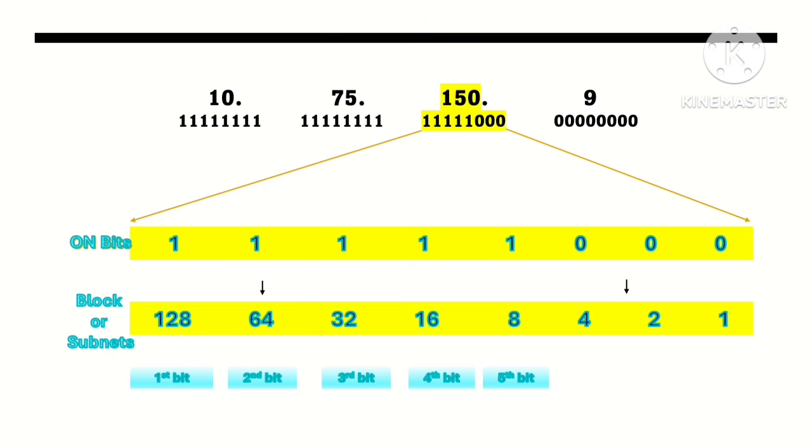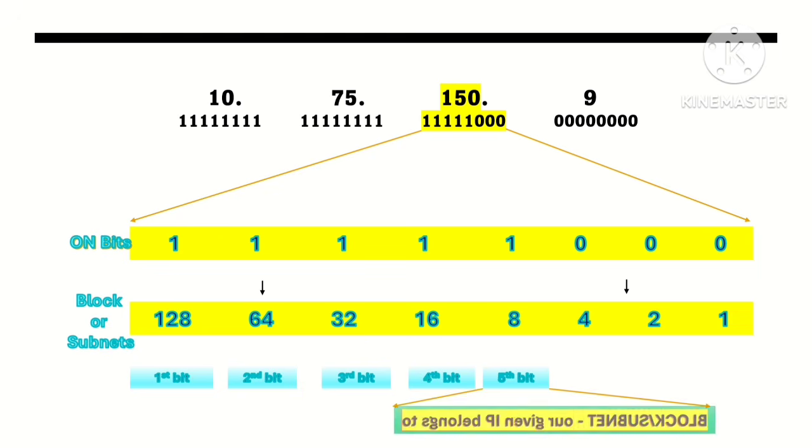So the fifth bit is 8. That is our block size we have identified. So multiples of 8 will give the possible number of subnets, out of which one of the subnets belongs to this given IP address. So that we are going to identify. So the possible values are 0, 8, and it goes like that, on the third octet.